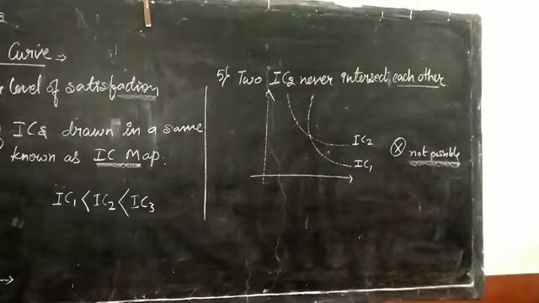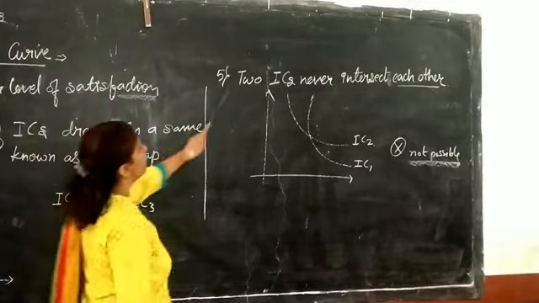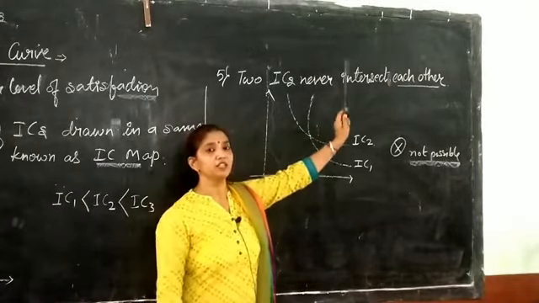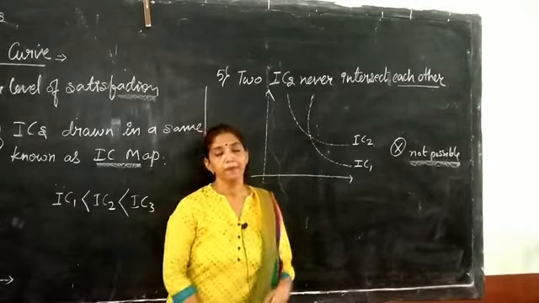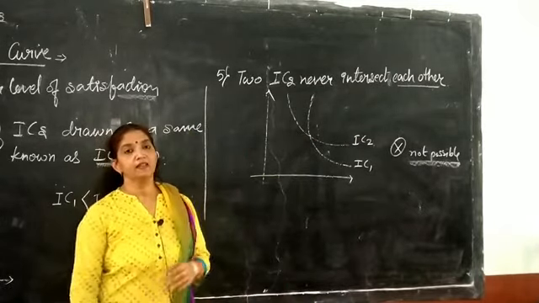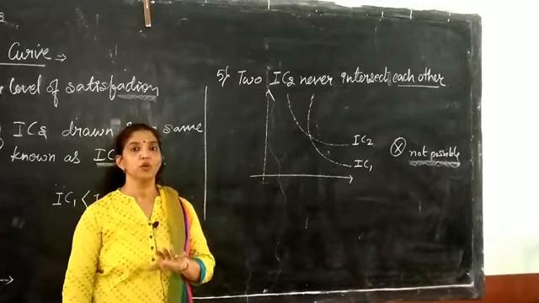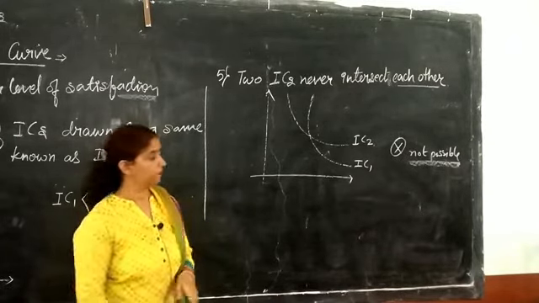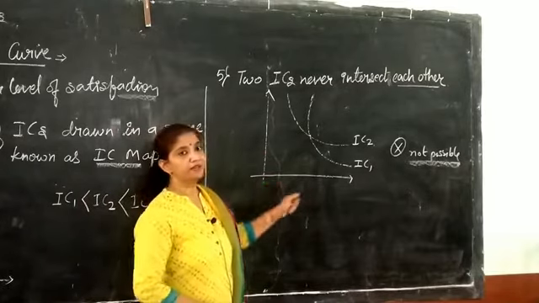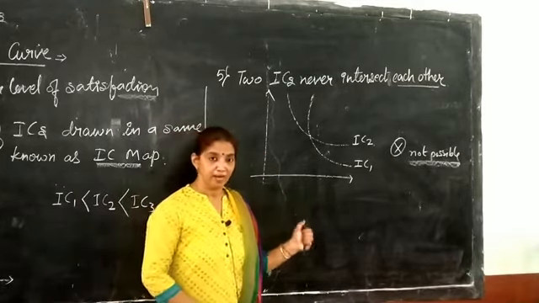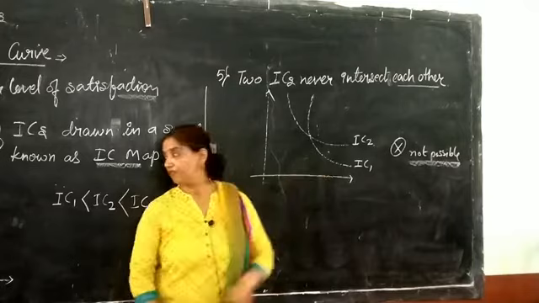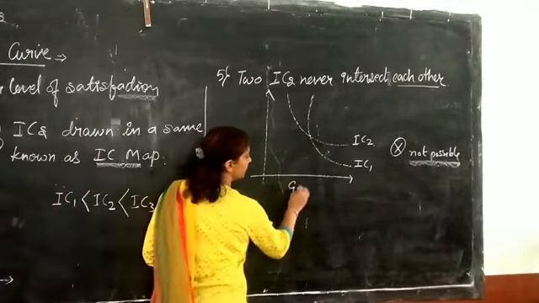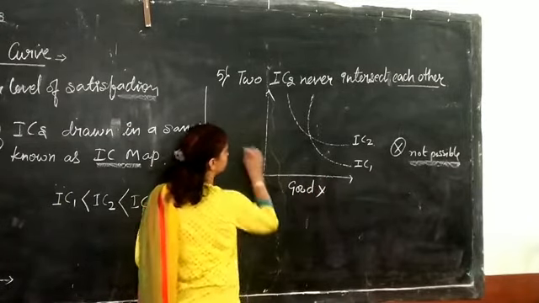Next property is two ICs, two indifference curves never intersect each other. Okay, we are saying that one indifference curve is showing the same level of satisfaction. Assume that this is our indifference map. In this map we are showing two types of indifference curves. First one is IC1 and second is IC2.